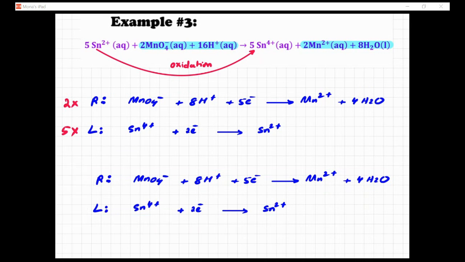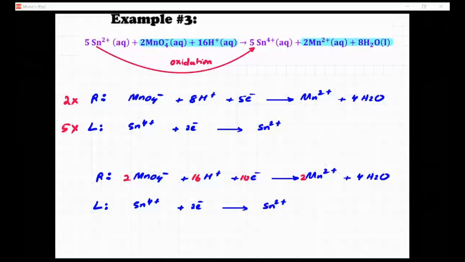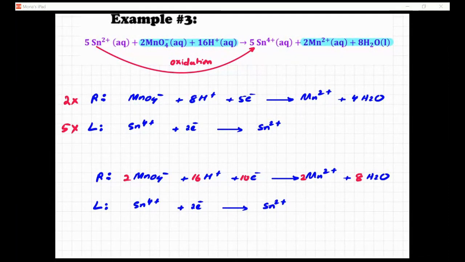So that should be here. I will have here 2. Of course, this is going to be 16, right? Then I will have here 10 now, and here 2, and then I will have 8, right? That is if I multiply by 2.